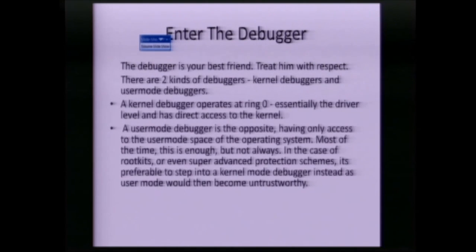Kernel debugger means it operates in ring zero in kernel mode at the driver level. It also means it makes your system super duper unstable. And I can't tell you how many times I've crashed my operating system just by messing around, pausing the operating system just to look at a process, and all of a sudden, poof, gone. So a user mode debugger is the opposite. Like I said, it operates in user mode space. Most of your analysis will be done in a user mode debugger. So for the purpose of this talk, we'll be using Immunity Debugger, because I like it.